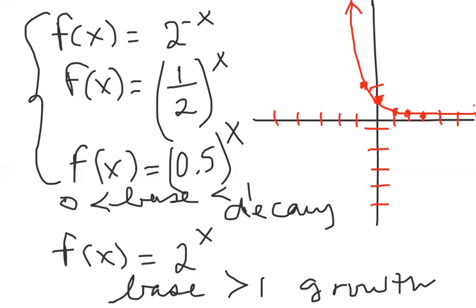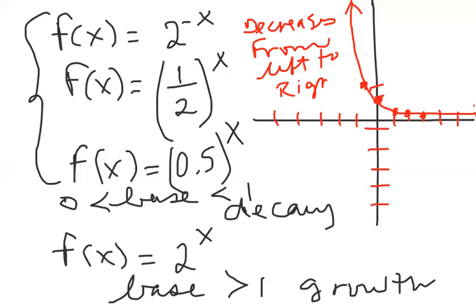So exponential decay decreases, let me write this down for you. It decreases from left to right, whereas the growth, guys, was increasing from left to right. So as the values of x get larger and larger, the values of the exponential decay function get closer and closer to the x-axis, all right? And the domain and the range, guys, remain the same.